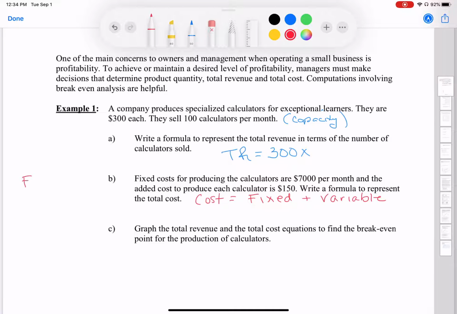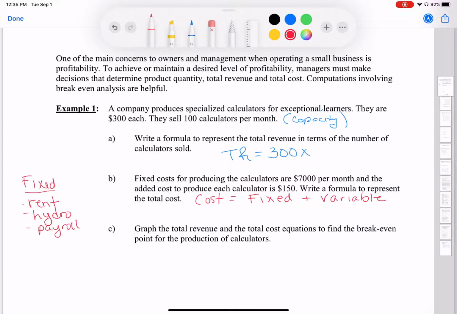Now, fixed costs are costs that don't change. They are the costs that are going to be in play. Like, it doesn't matter if I sell 0 calculators or if I sell 50 calculators, those costs are always there. So, maybe we have to pay rent on the facility that we're in. Maybe we have hydro. Maybe we have payroll. These are things that are not going to change.